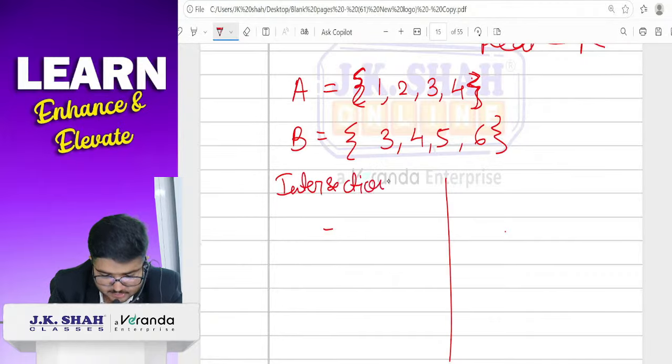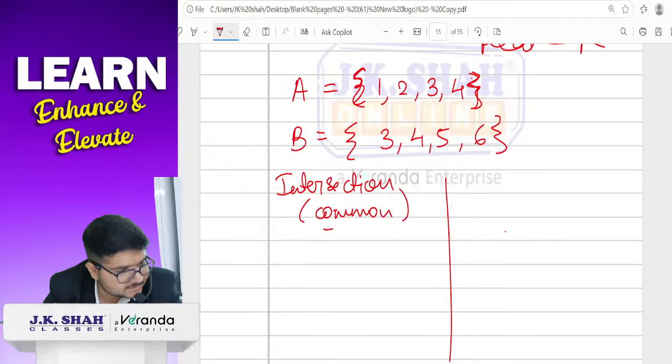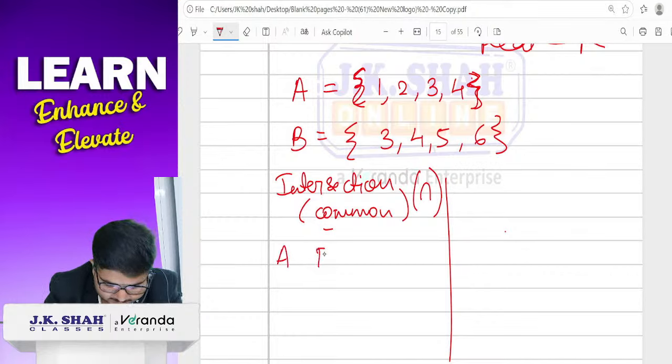What is the meaning of intersection? Intersection means common. It is denoted by this sign. So you have to find out A intersection B.